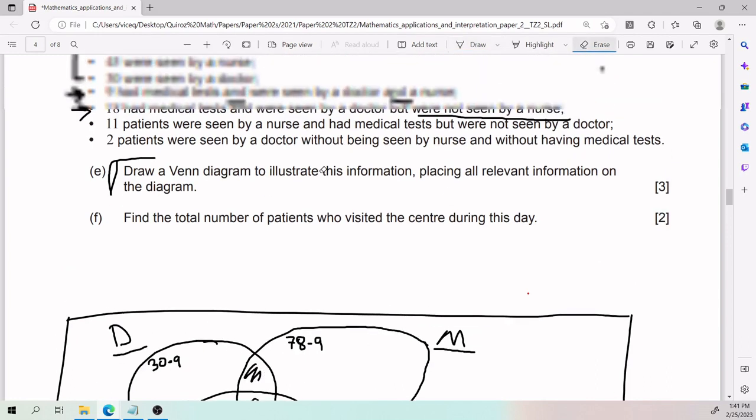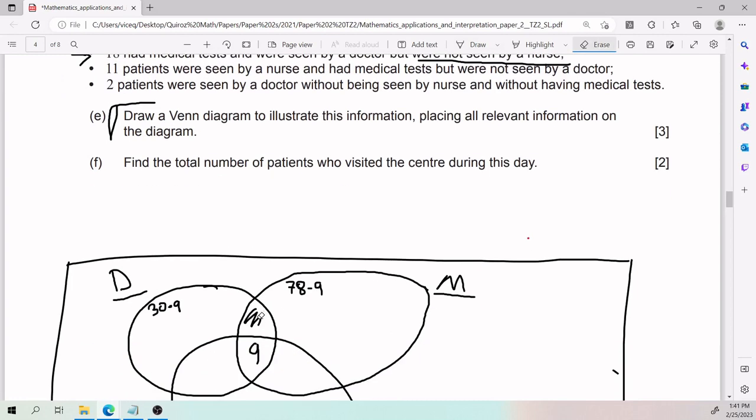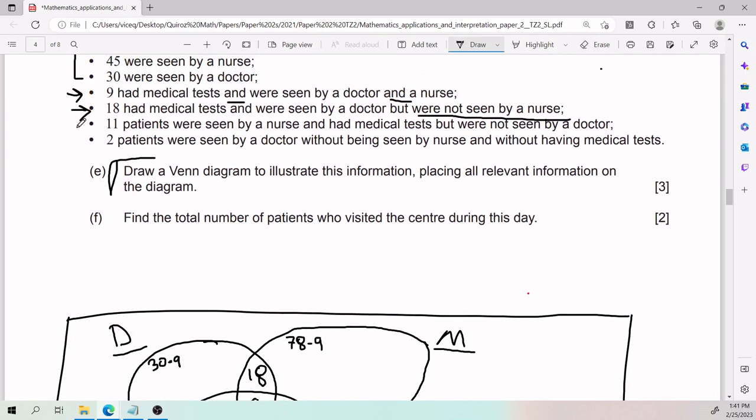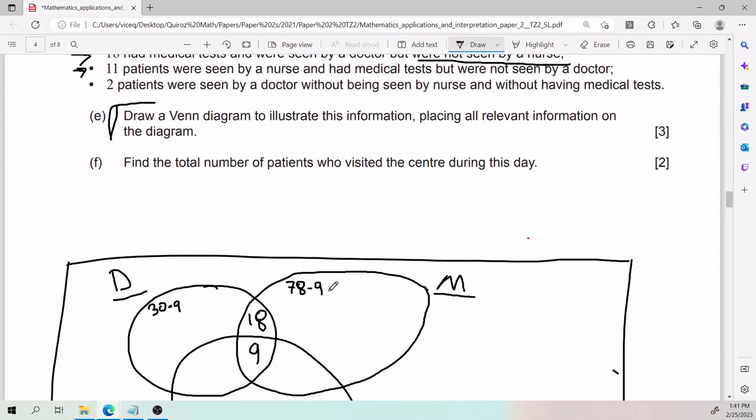So that guy there, we just said was 18. Bada bim, bada boom. Now that we said 18 over there, I actually have to subtract 18 from here and from here. Why? Because that 30 and that 78 is either only doctor or only medical check. Aha, now it's starting to make more sense.